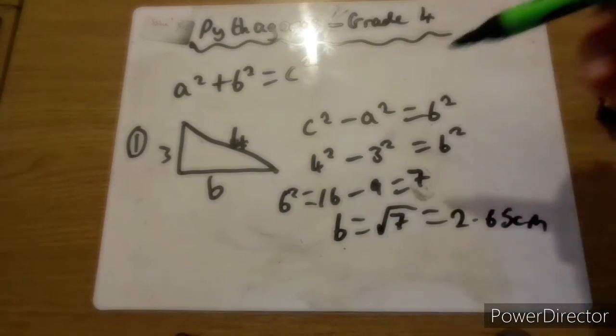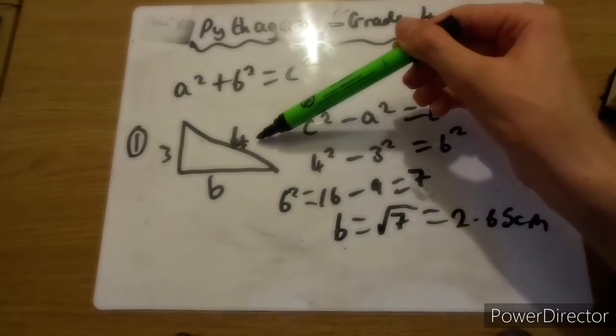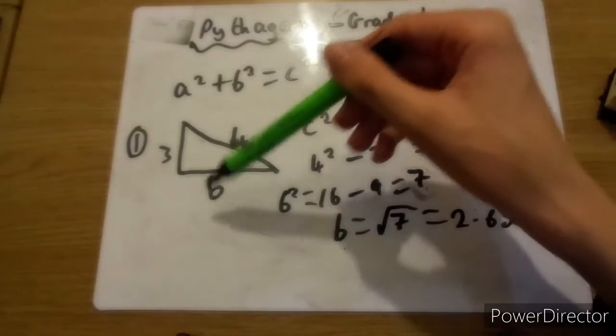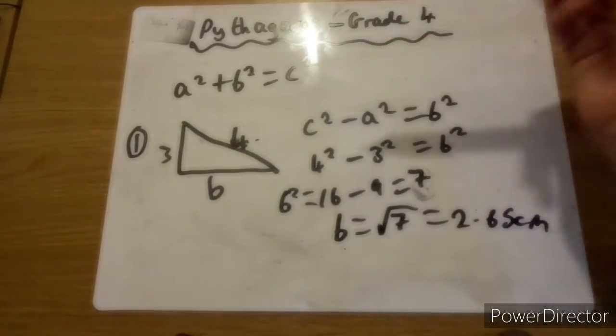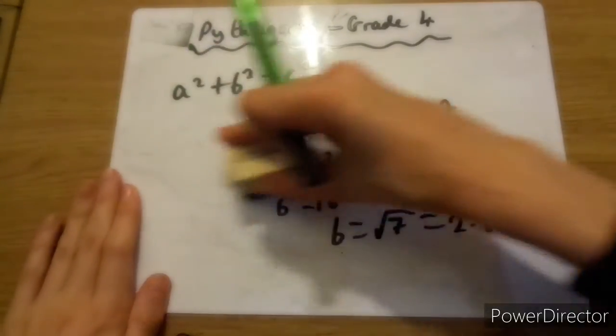So this is what I mean by rearrange. If you look at the values you've got, you've got A and you've got C, and you don't have the angle with B. So you just solve it like that. If that makes sense. I hope it does.